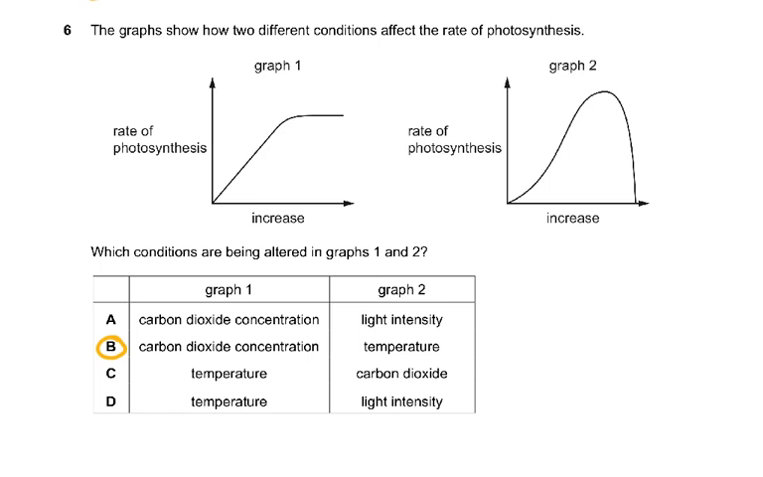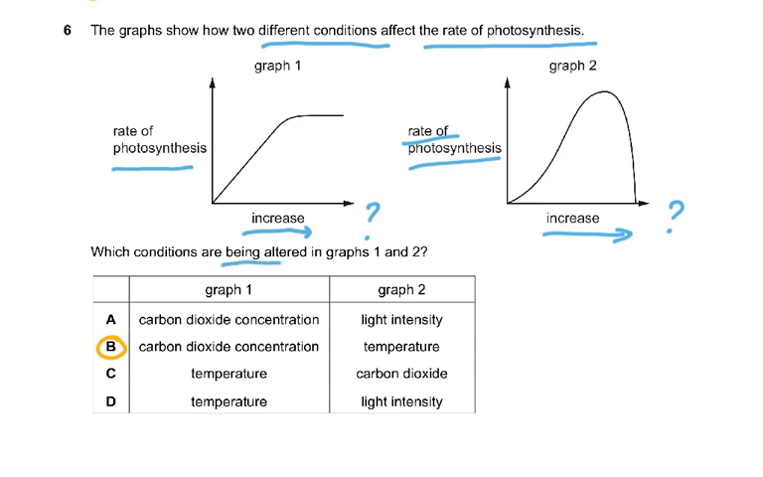The graph shows how two different conditions affect the rate of photosynthesis. So this is the rate of photosynthesis, and this is increase, and this is increase of something. Now what that increase is, that's what is going to be questioned. And on the y-axis we have rate of photosynthesis. Which conditions are being altered in graph 1 and graph 2?